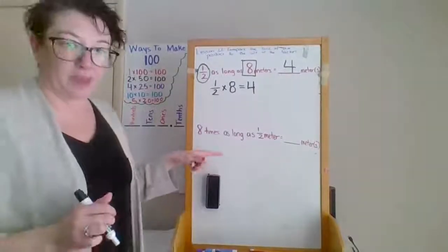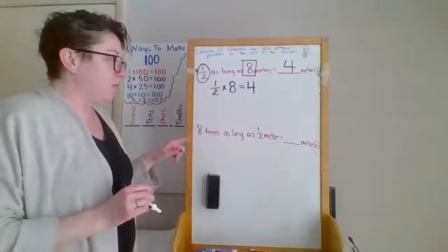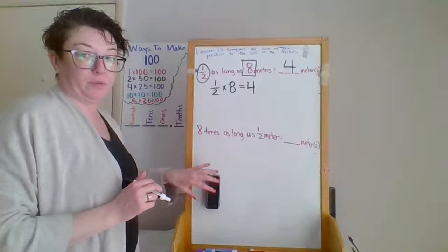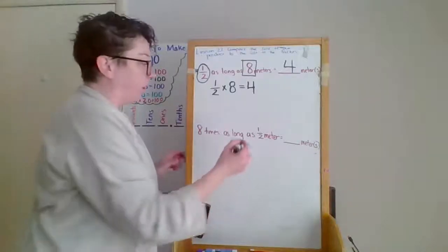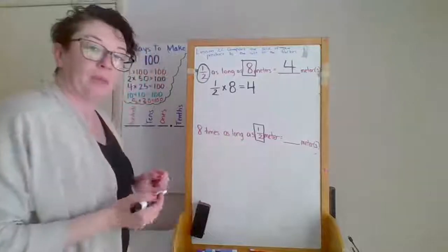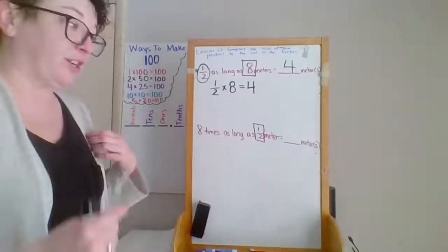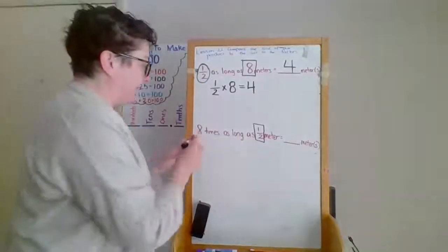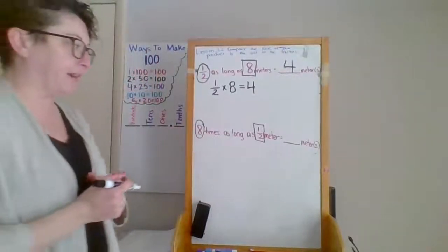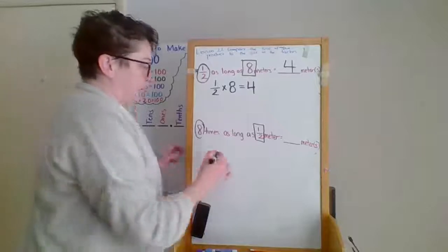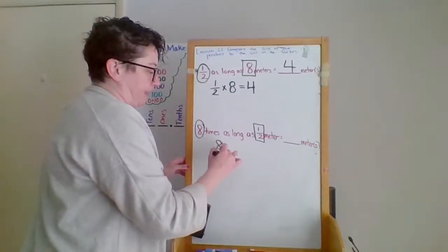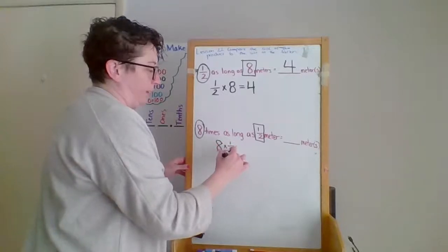So let's see if the same thing happens over here in the next one. We have 8 times as long as 1/2 meter. Okay. So I'm starting with 1/2 meter. So that's my measurement. Okay. My scaling factor, how much I'm changing it by, is 8. 8 times as much as 1/2. Okay. So I'm going to multiply again. 8 times 1/2.